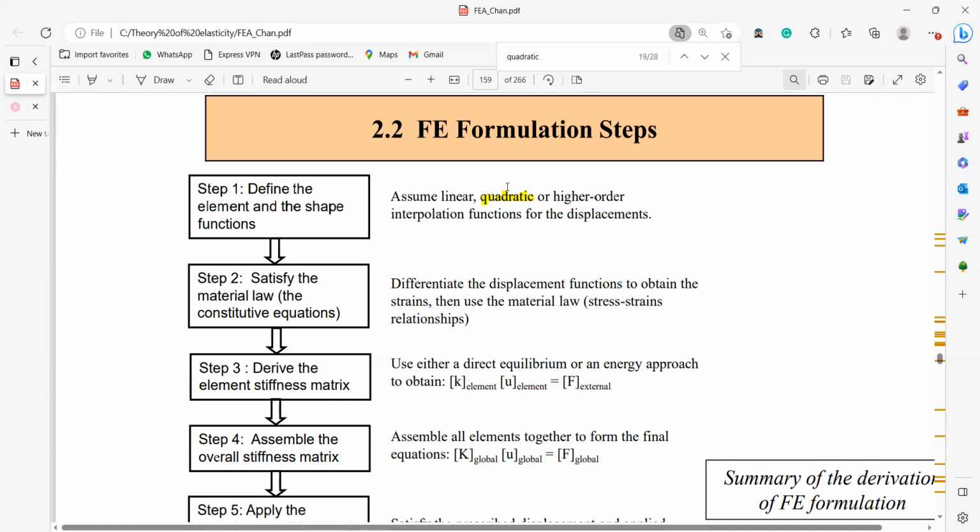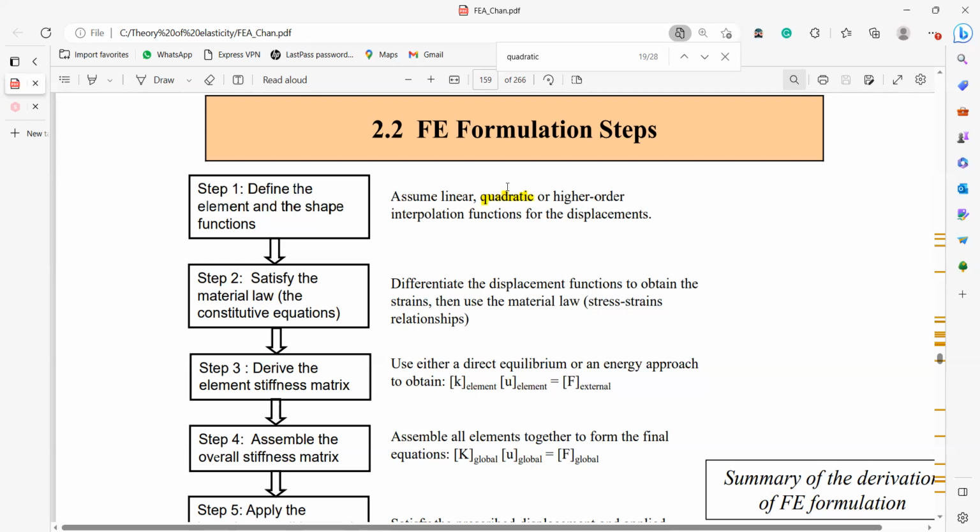So I hope you know about interpolation and extrapolation. Here we will be interested only in interpolation. Extrapolation is something beyond this range, whereas here we want to know what is happening within this range.